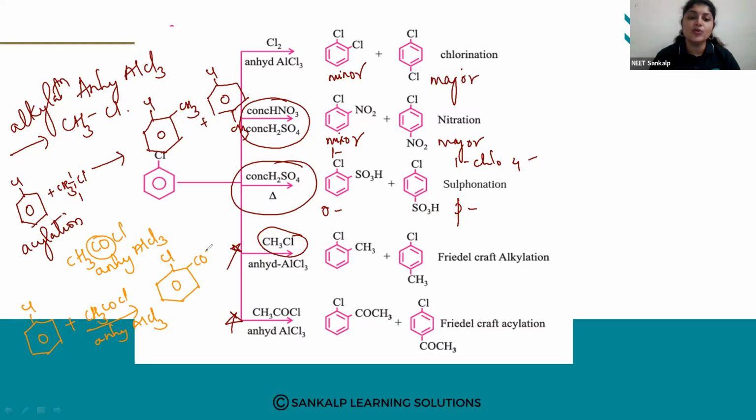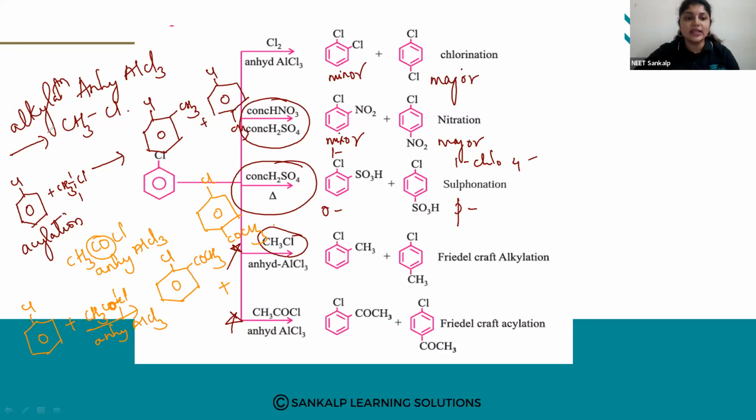Cl, again here COCH3, because when this bond is breaking, CO is the attacking group, so it will attack at CO. So plus Cl and COCH3. So ortho and para are the products.